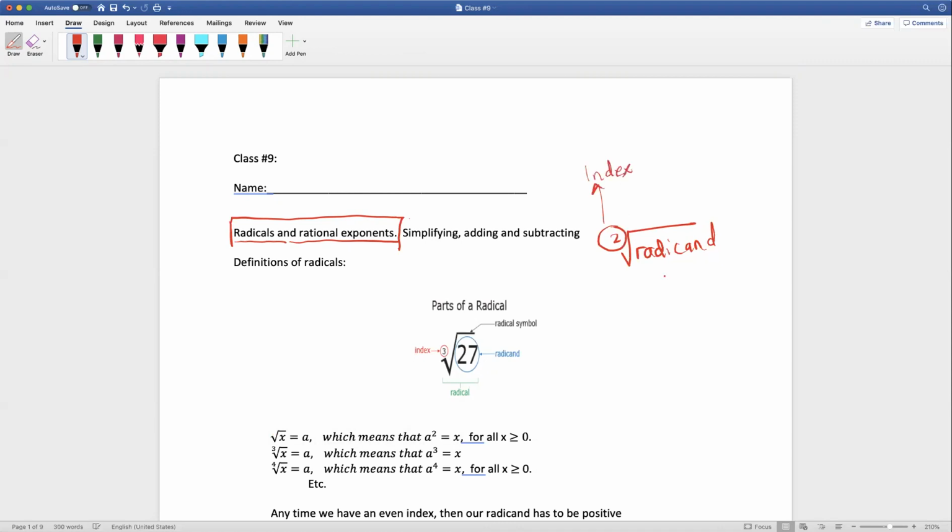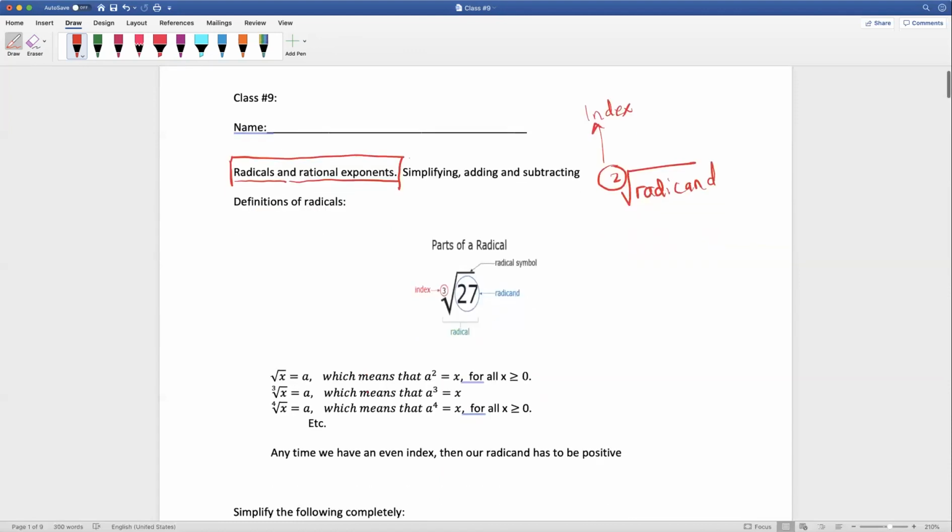So the two most important terms here are the index, which looks almost like an exponent on the outside of the radical, and the radicand, which is the number on the inside of the radical. So we have the index and the radicand. Now the index, there will always be a number there, and if there is no number there, it's assumed to be a 2.